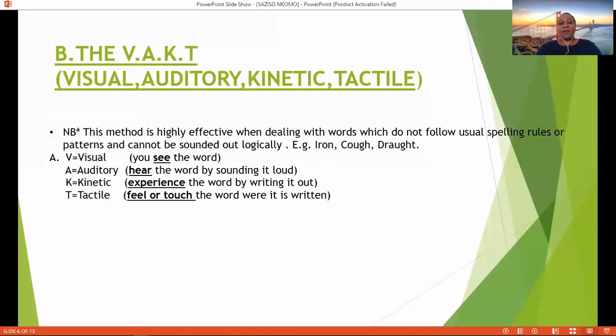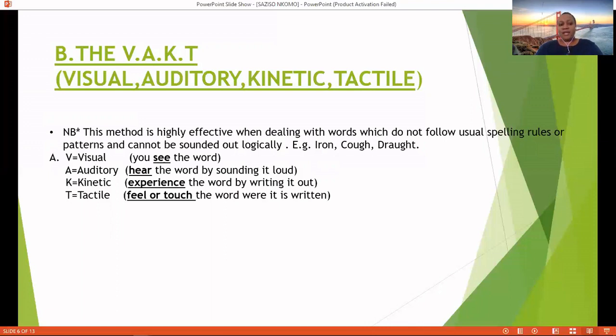Think of words like, for example, as I've indicated there, iron. No specific spelling rule, and the way the word is sounded, maybe when you look at it, you wonder how it came to be. Cough, draft. Such words you will easily learn through using the visual, auditory, kinetic, tactile method.